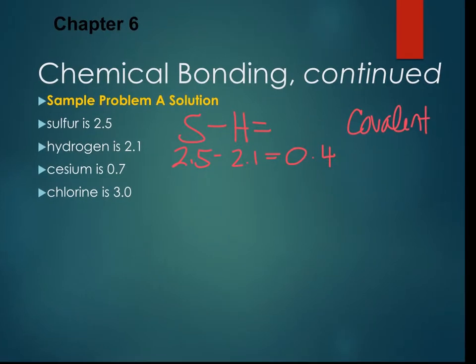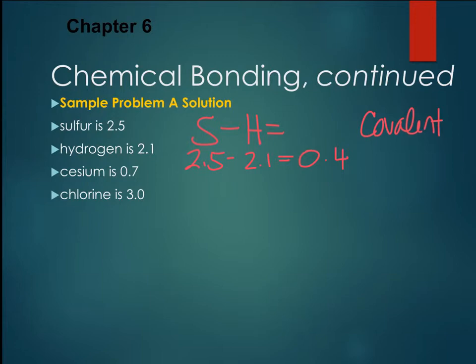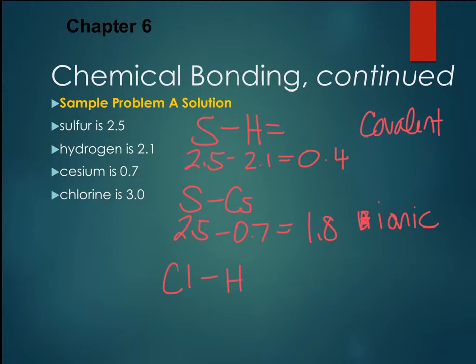All right, so we can compare sulfur and cesium. So 2.5 and 0.7, which would give us a 1.8. This one would be ionic. All right, if you did chlorine and hydrogen, you have 3 and 2.1. That would get us 0.9, and this is covalent as well. And this one is definitely polar.